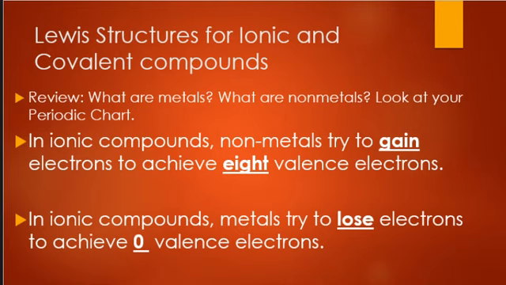Metals try to lose electrons to achieve 0. Now that sounds weird, that they want to achieve 0. But the deal is if they get rid of that outer one, then what's going to be left behind? It's going to be a full shell of 8. So they actually are going to achieve 8. They're just going to achieve 8 by losing something rather than gaining something. All right, so metals tend to lose and non-metals tend to gain. And it's because of where they are on the chart. It makes complete sense.